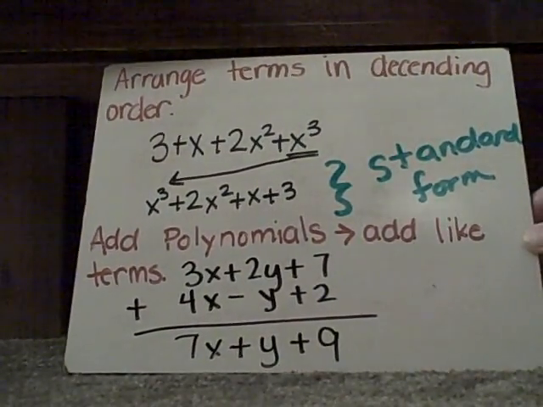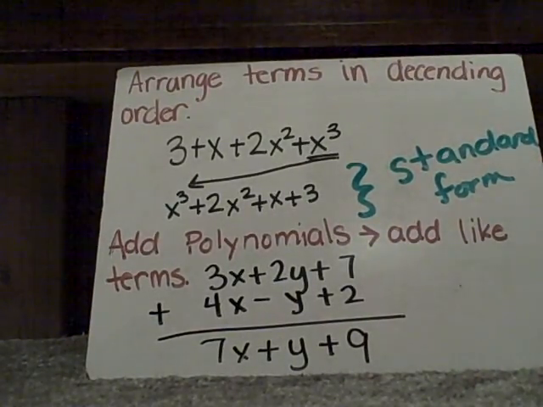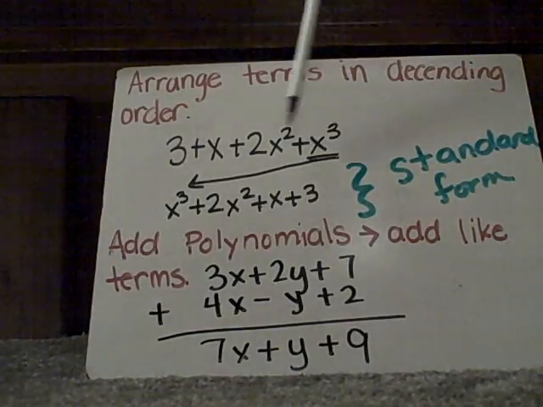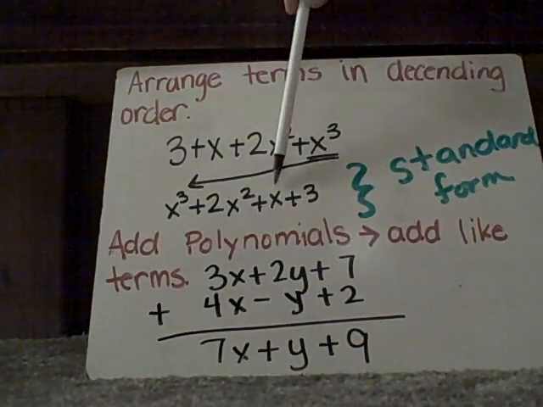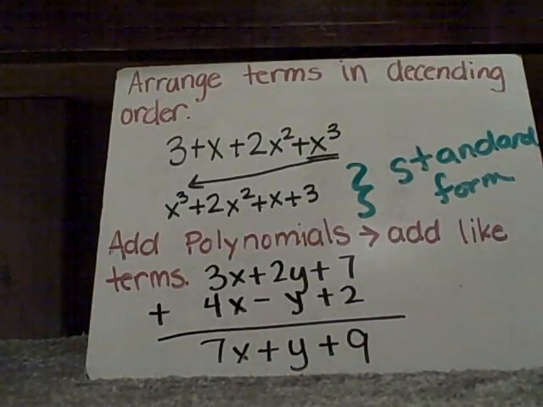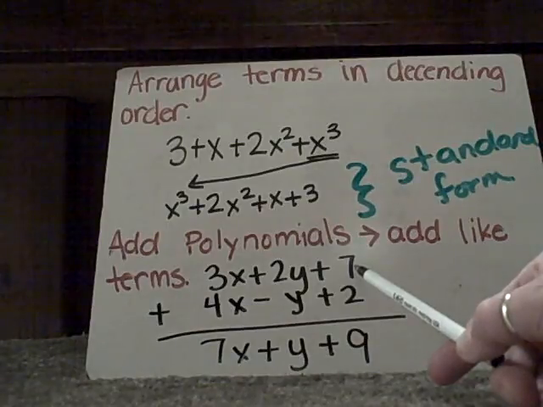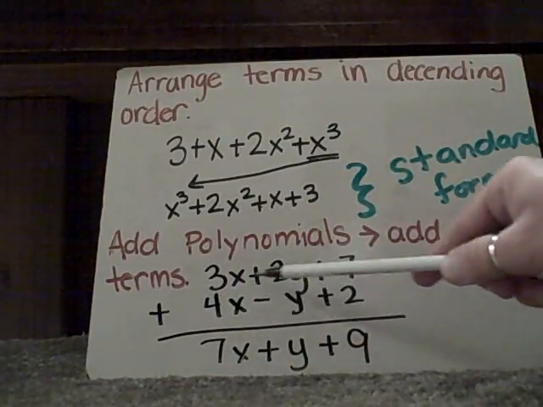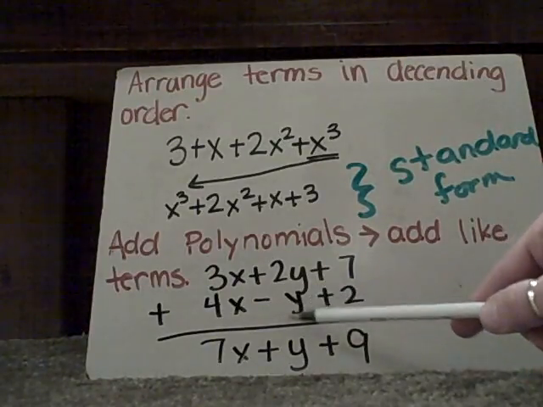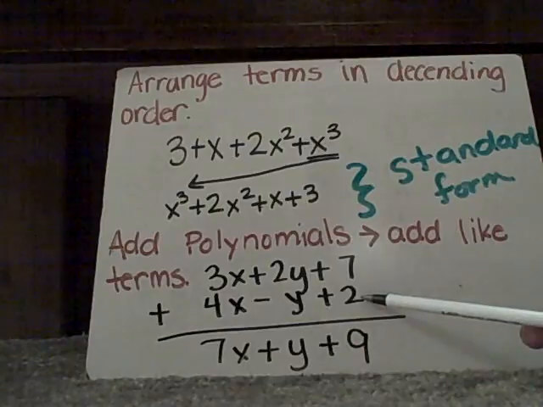When I'm given a polynomial that is not in standard form, it is a good habit to put it in standard form. Standard form is just arranging the terms in descending order, which means the biggest exponent is listed first. The next biggest exponent is listed second, and continuing until we get to the term that has no variable. If I'm going to add polynomials, all I have to do is add the terms that are alike. If I'm adding 3x plus 2y plus 7 with 4x minus y plus 2, then I would add the terms that are alike. 3x plus 4x is 7x. 2y minus y is 1y, or just y. And then 7 plus 2 is 9.